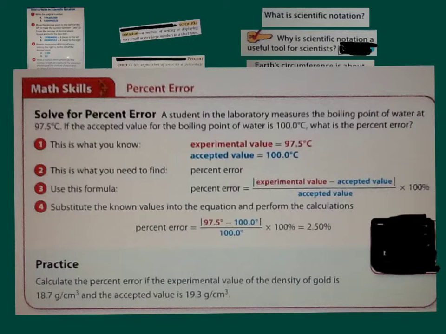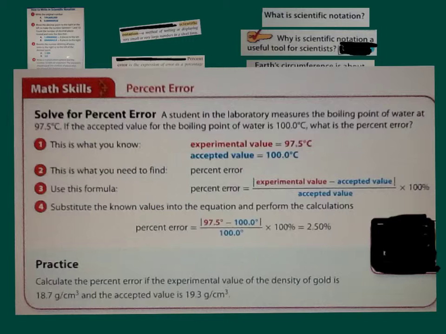Number 4, substitute the known values in the equation and perform the calculations. So percent error is equal to 97.5 minus 100, all of that divided by 100, times 100%, and you're going to get 2.50%. That is what your percent error would be in this experiment.